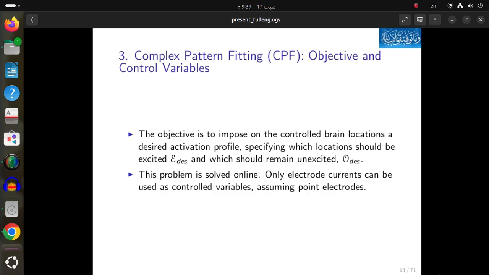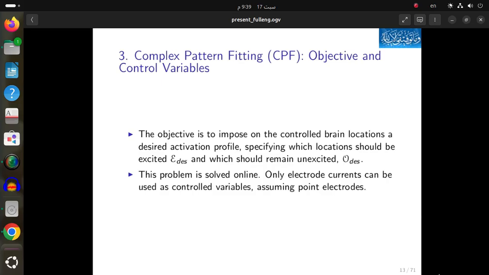Here, this is actually the problem that needs to be solved online by the prosthesis, corresponding to a certain set of obstacles. We decide that a certain set of phosphines should be evoked, and to evoke these phosphines, we decide which set of brain locations should be excited and which should remain unexcited. So our objective, once again, is as much as possible to excite all the locations we want to excite with minimal additional excitations.